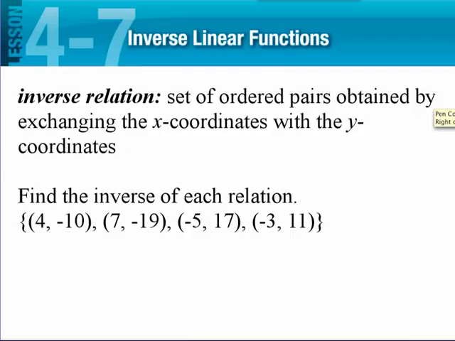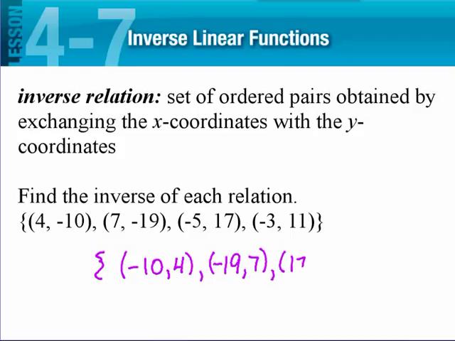So to find the inverse of this, all I'm going to do is switch the x's and the y's. That's all you do. That's pretty easy. So then my next point will be negative 19, 7. My next point will be 17, negative 5. And my next point will be 11, negative 3. So notice all I did, switch, switch, switch, switch. That's all you do to find the inverse. You flip them.